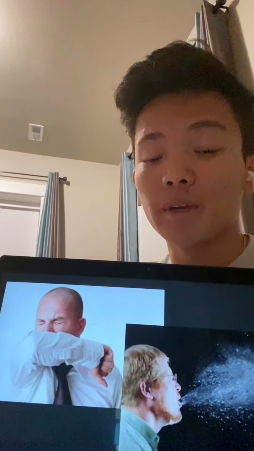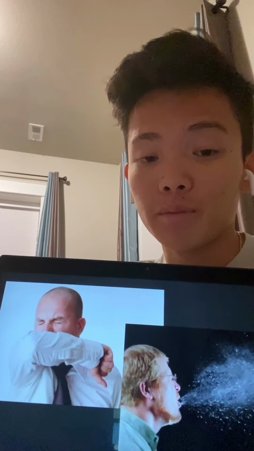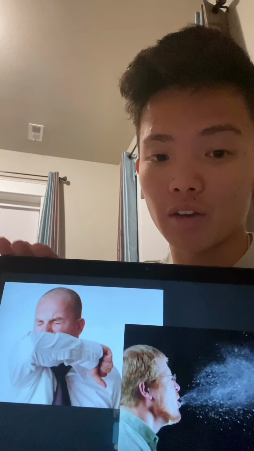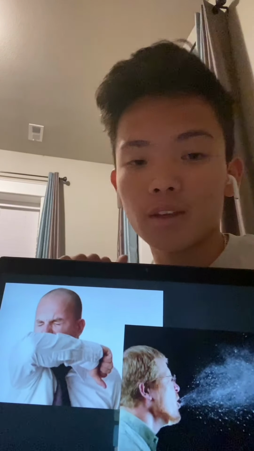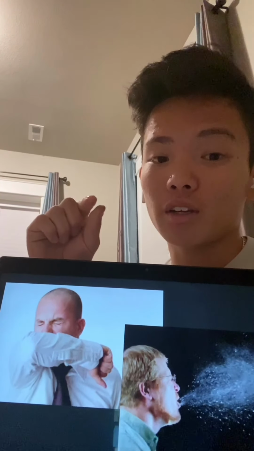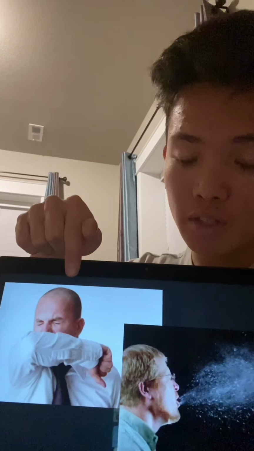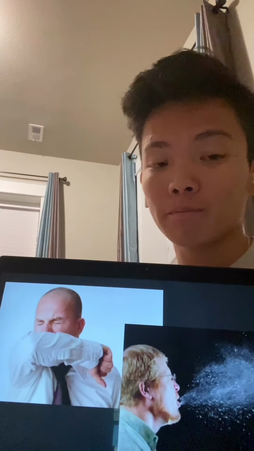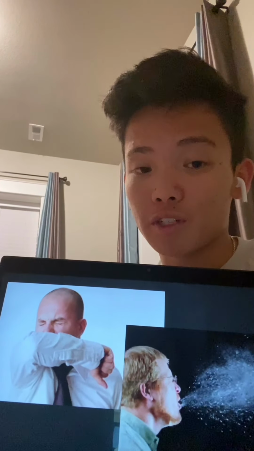Now, the major way TB is spread is through coughing as well as sneezing. And when that little droplet goes from this person to another person, that is how transmission occurs.